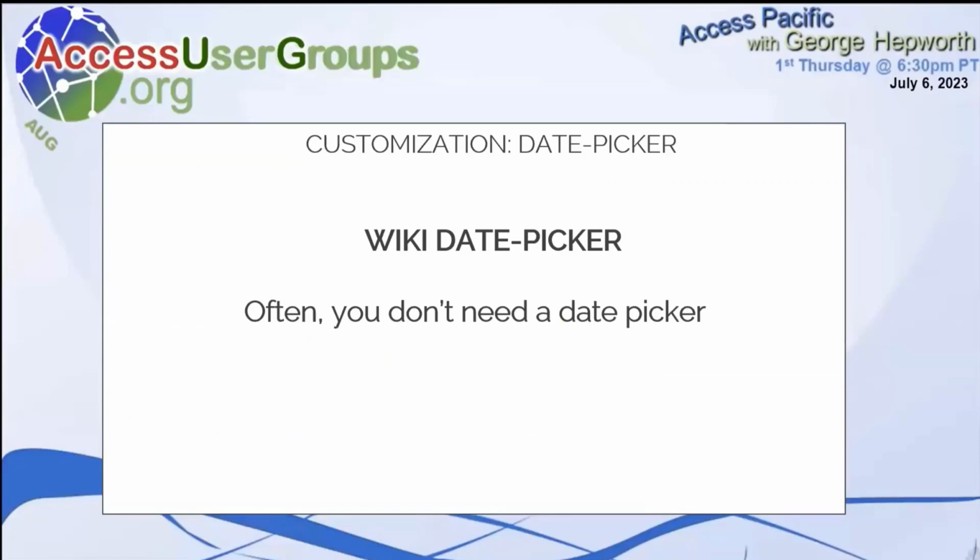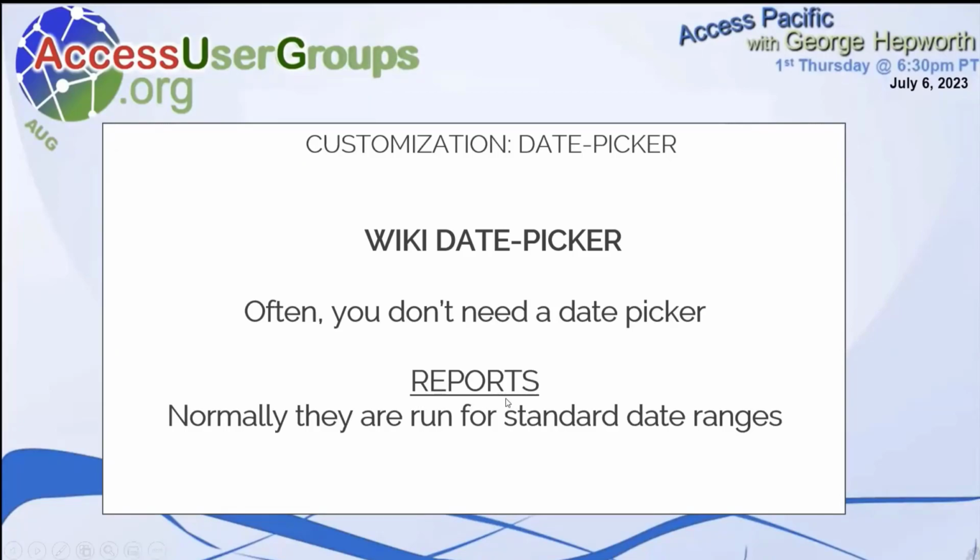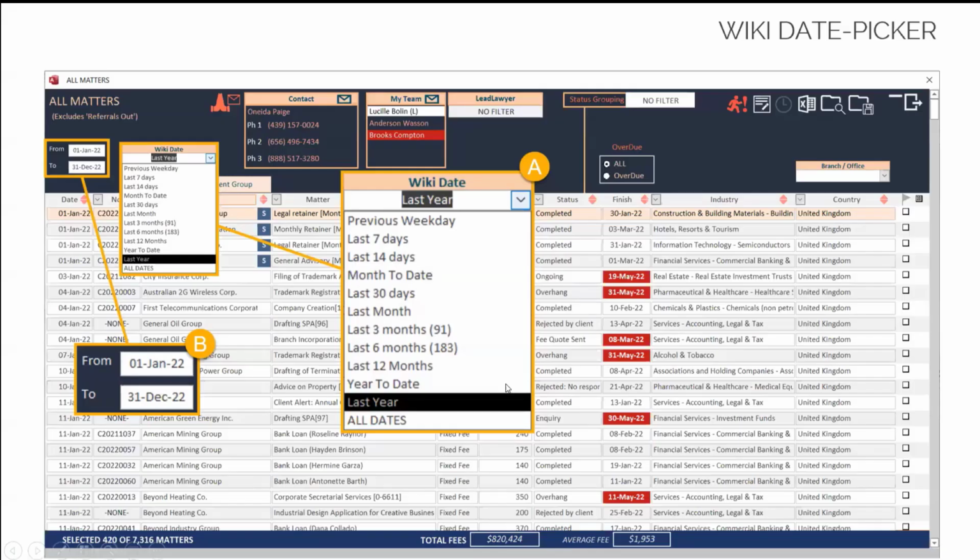Often though, you don't need a date picker. What I'm talking about here is a lot of reports run for standard date ranges. So for example, what this form is showing is matters. In the legal term, matters just means jobs. So we have clients in this column here and their jobs, which are called matters here. And therefore it's showing based on a date range based on the date that the jobs were opened.